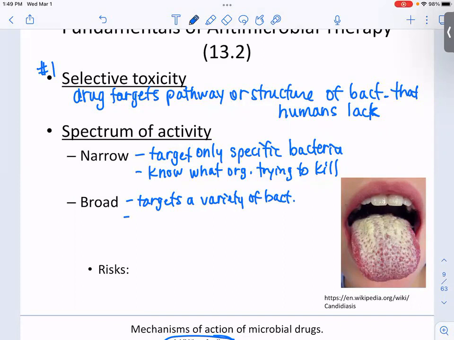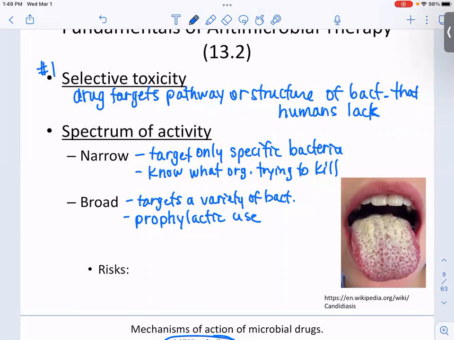When would you want to use broad spectrum? Obviously, if we don't really know what we're trying to kill, maybe for prophylactic use. What does prophylactic mean? For instance, before my son had his wisdom teeth out, the dentist made him take some penicillin. Okay, so when we use something prophylactically, that means we take it to keep us from getting sick or to keep us from getting an infection.